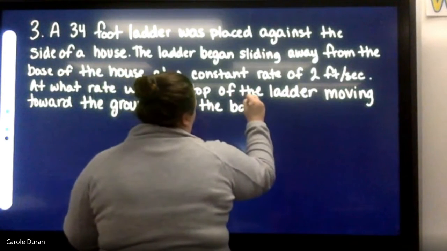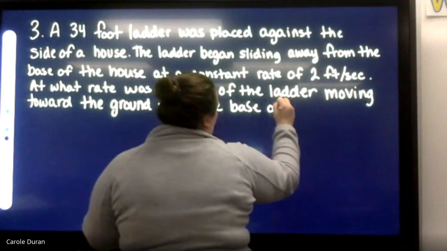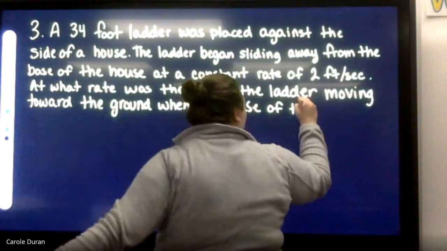For some reason, I'm thinking triangles, like Pythagorean theorem. Keep that in mind.